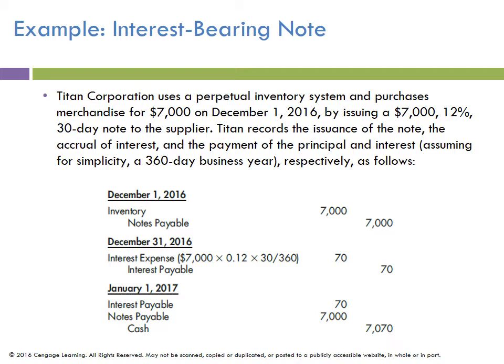At the end of December, 1 month of interest has accrued. So they'll debit interest expense for $7,000 times 12% times 30 over 360, the number of days. $70 is debited to interest expense and credited to interest payable. When the note is paid off on January 1, which is the next accounting year, they'll debit interest payable. None of the interest expense happened in 2017, so there's no interest expense account used. Debit notes payable for the full $7,000, and they're paying cash of $7,070, principal plus interest.